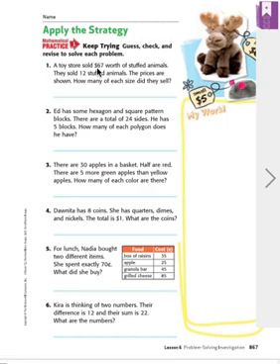6 large times $6 each. 6 times 6 is 36. Good. And I'm going to have 6 small. So that would be 6 small ones times $5 each. 6 times 5 is 30. Good. So now I'm going to add together 36 plus 30, and that gives me a total of 66.